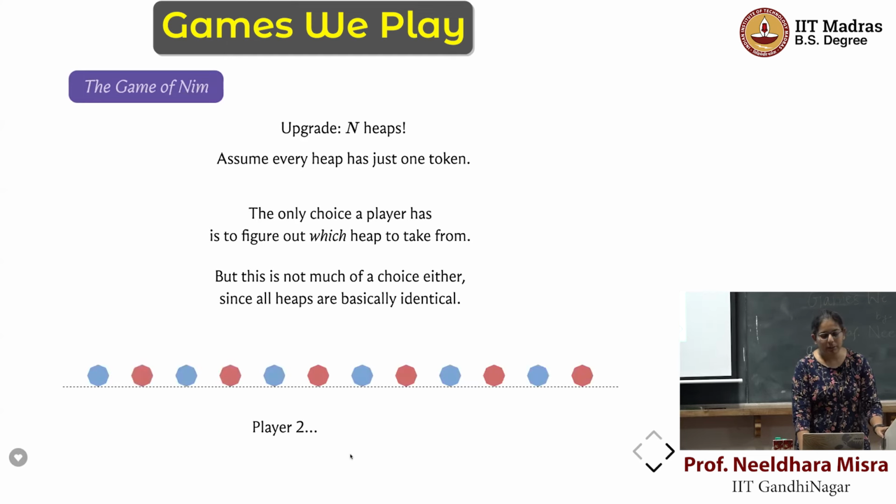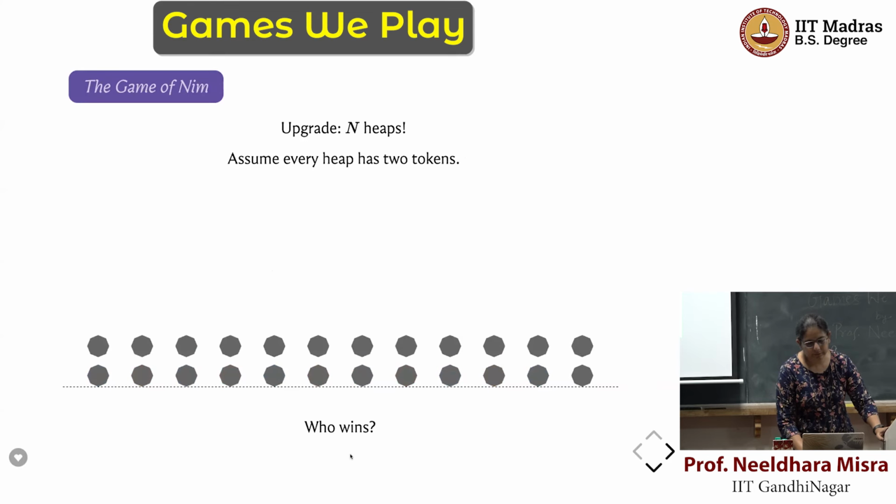So this is just a matter of odd or even. If it is odd, player 1 wins. If it's even, player 2 wins. They can always match. Okay, what if every heap has two tokens?